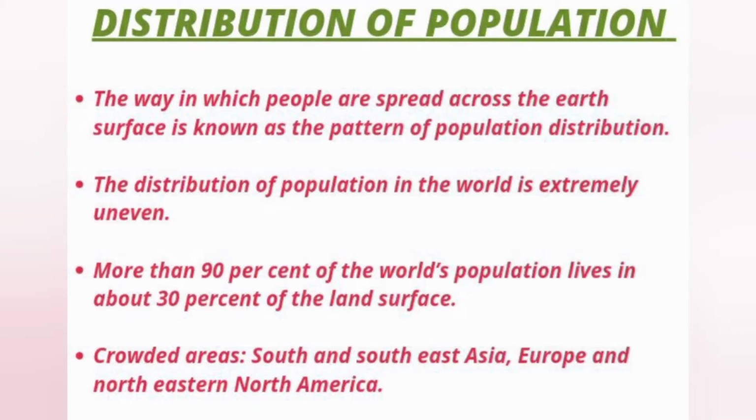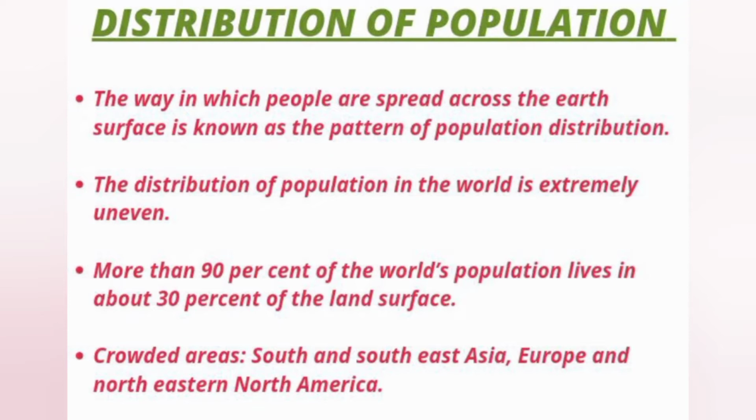Now we will discuss the distribution of population. The way in which people are spread across the earth's surface is known as the pattern of population distribution. The distribution of population in the world is extremely uneven. More than 90% of the world's population lives in about 30% of the land surface.